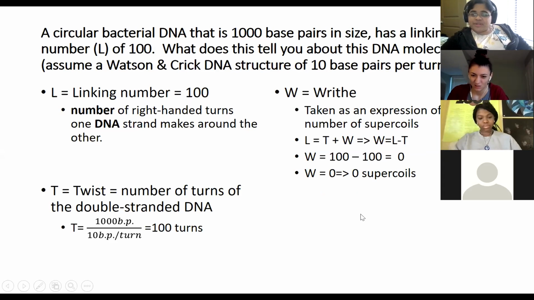Oh, I keep forgetting to fix my animations. Anyways, this is a similar question, except the difference here is the number of base pairs. You would get 100 turns of twist, and 100 in linking number. And then in this case, writhe equals 0. So it's not really supercoiling. Does that make sense? Great, okay.